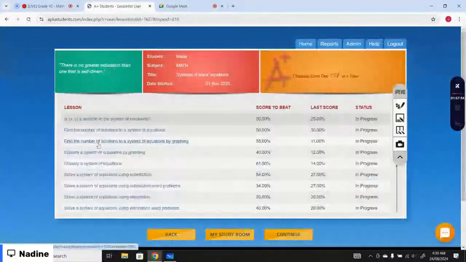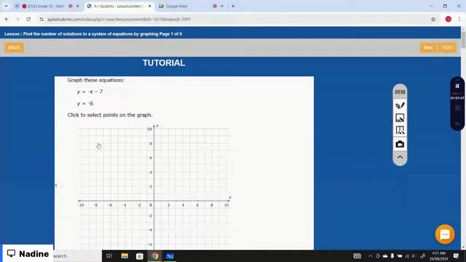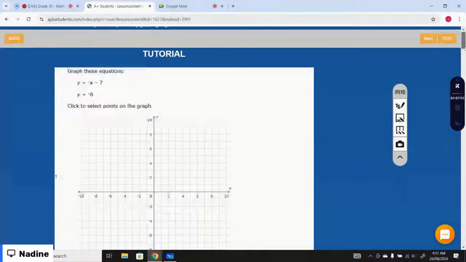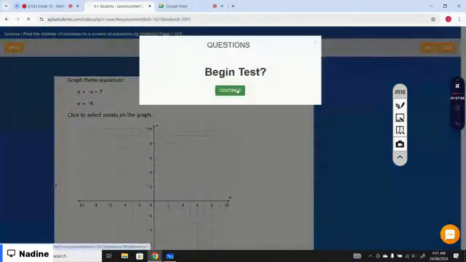Find the number of solutions of a system of equations by graphing. You have to graph the equations first and then see how many solutions the system has, right? So start with the first example, graph these equations. Let's see how we graph the equations, and then let's start with the test questions. They are already solved. You can have a look at them later today.